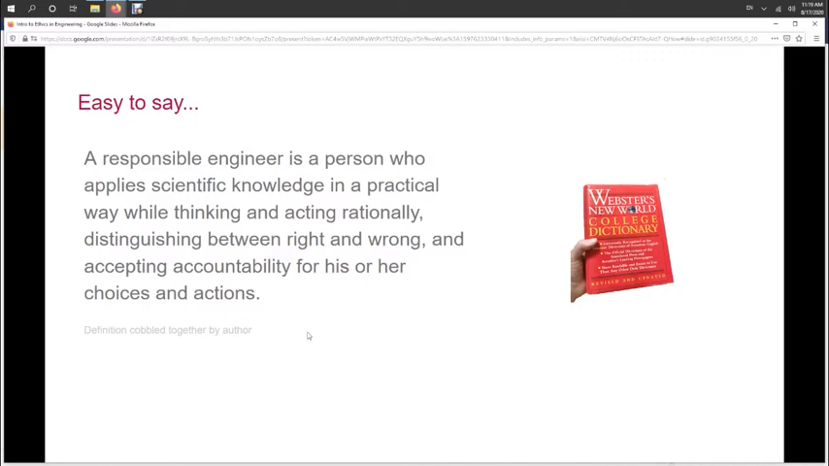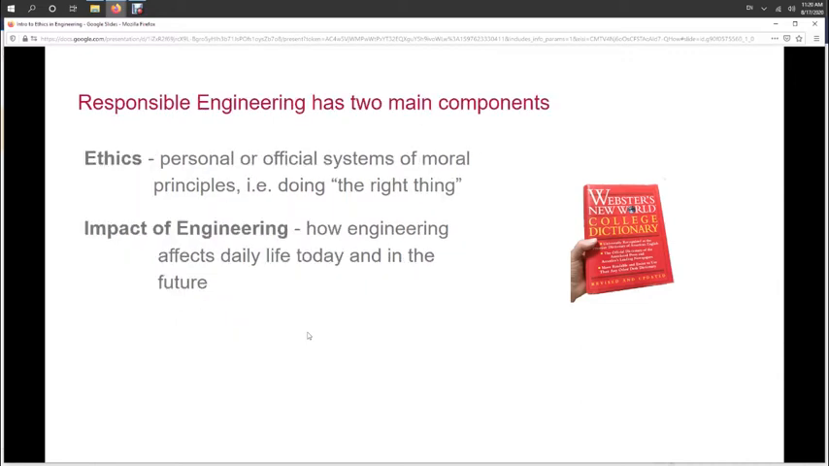So I put together this definition based on the previous definitions. A responsible engineer is a person who applies scientific knowledge in a practical way while thinking and acting rationally, distinguishing between right and wrong, and accepting accountability for his or her choices and actions. I did my best with the definition. As I said, I think these words, responsible engineer, can be interpreted in many ways, and that's part of what we'll talk about throughout the semester.